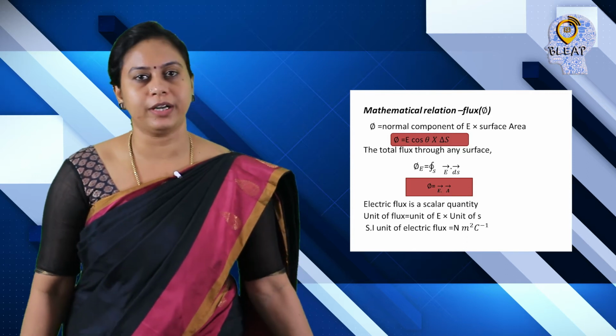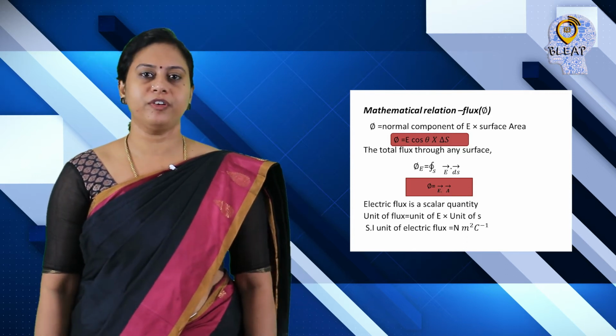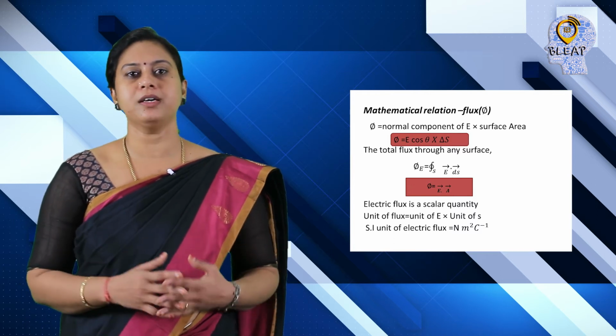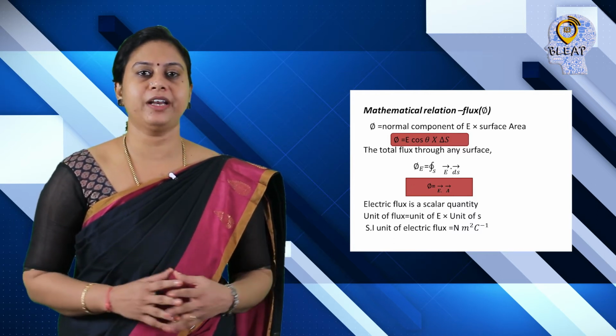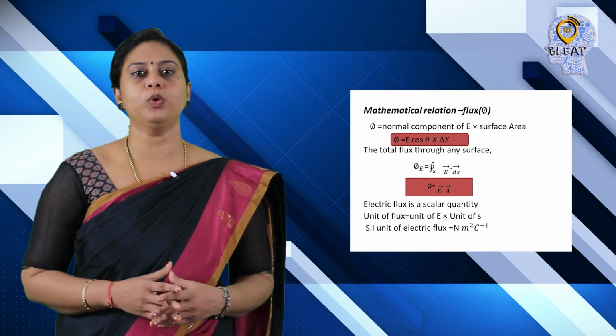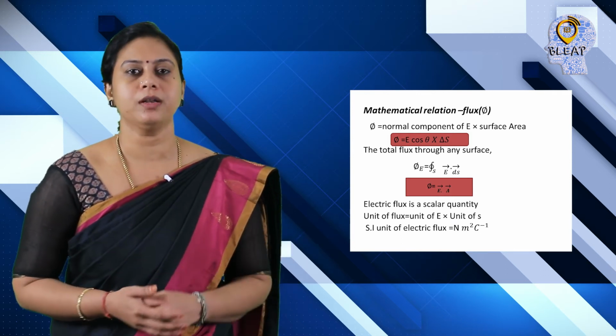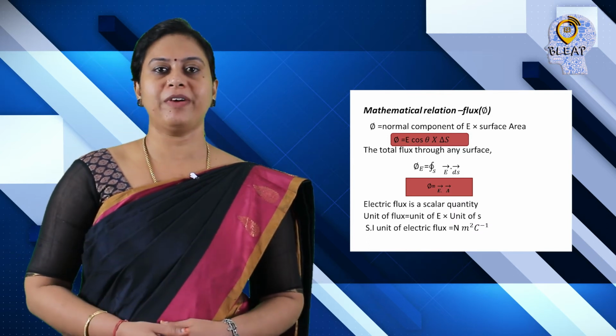Flux is the scalar quantity, and for the SI unit of flux we have to take the electric field and the surface area. So for the electric field, Newton per Coulomb, and meter square. So the SI unit of flux which is Newton meter square Coulomb power -1.